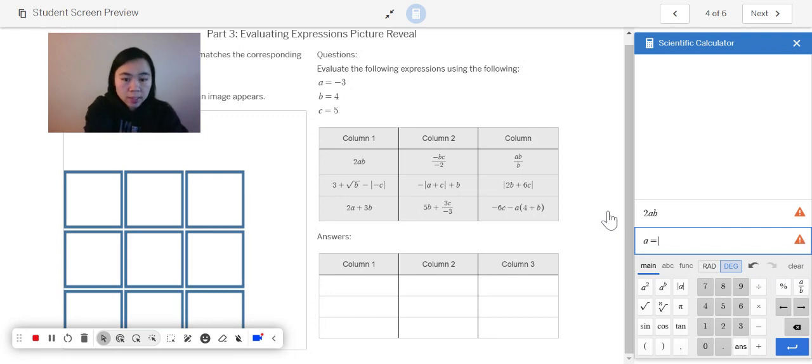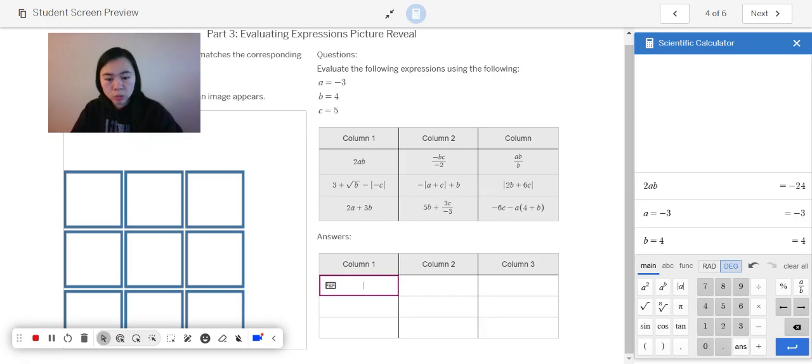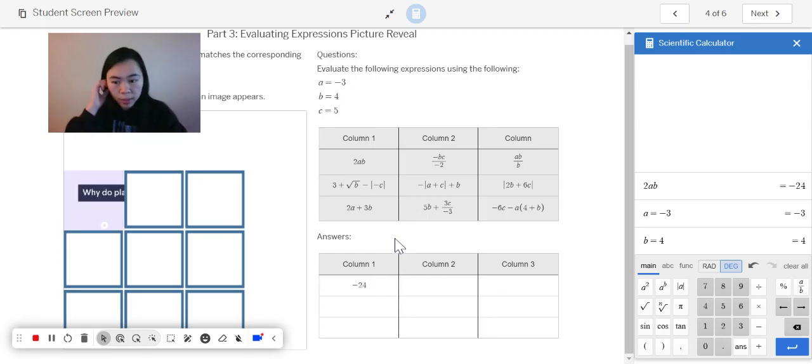A is -3. Hit enter. We also need B. B is 4. And then once you tell Desmos what your variables are, it'll solve it for you. So the answer to this first problem, 2ab, is -24. I'm going to put that in the exact same spot on this chart with the answers. Right here, -24. And then if it's correct, a part of this picture will show up.